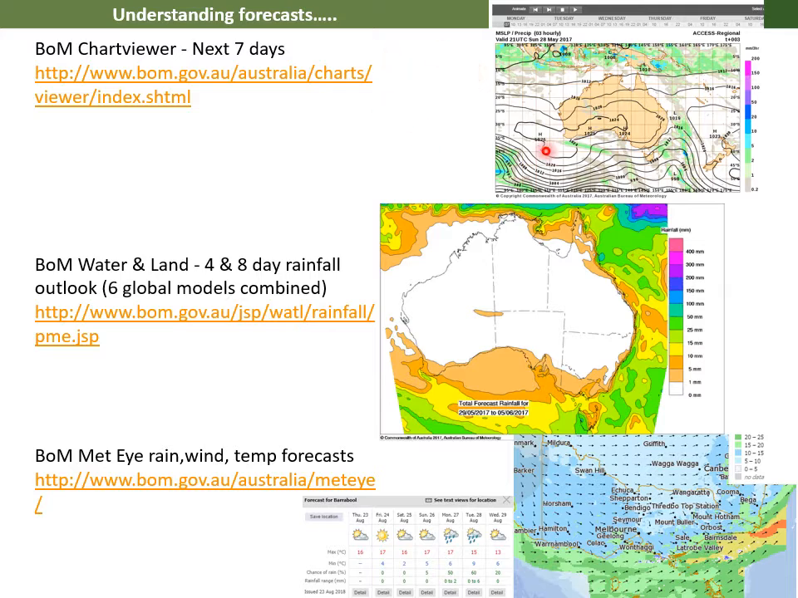Here's a few tools here. The 7-day forecast viewer. I like to look at that to see how the Australian Bureau's forecast model thinks things are going to play out. This one's a pretty good rainfall outlook. You can just get the 8-day outlook, and it combines 6 different global models and puts them all together in the one map. Pretty useful.